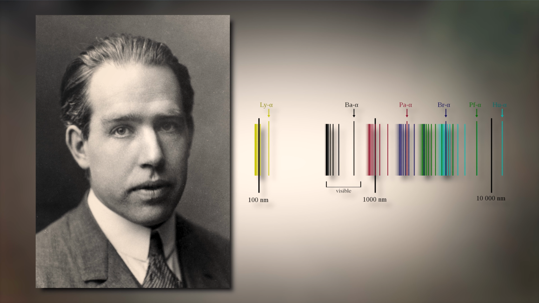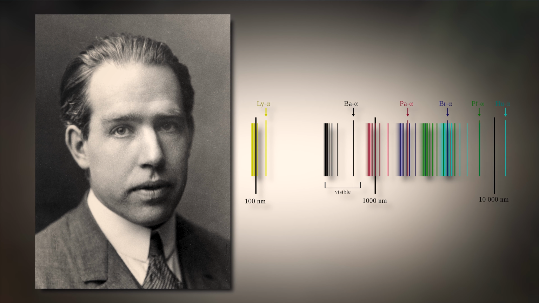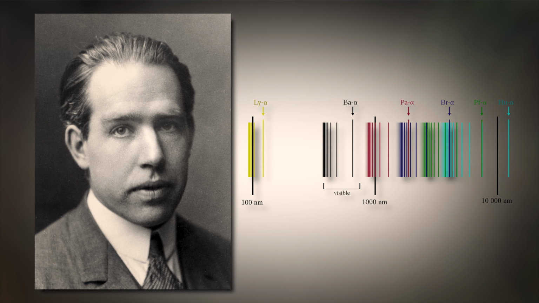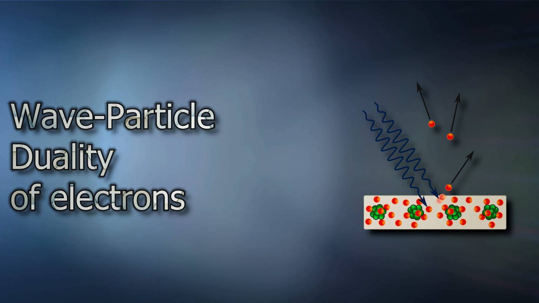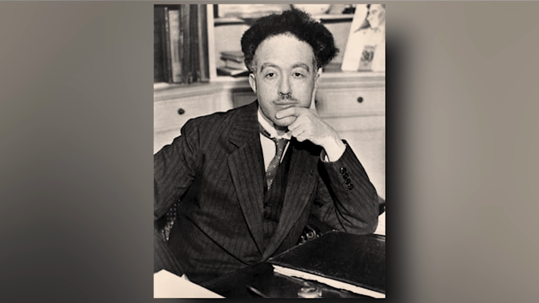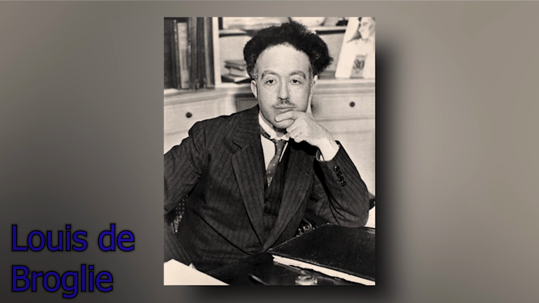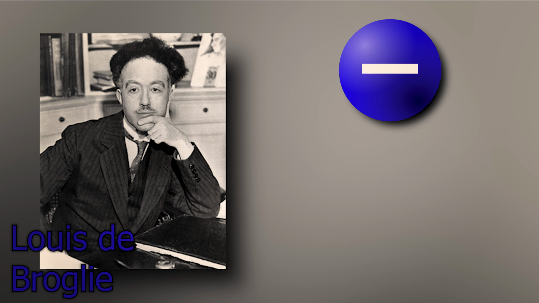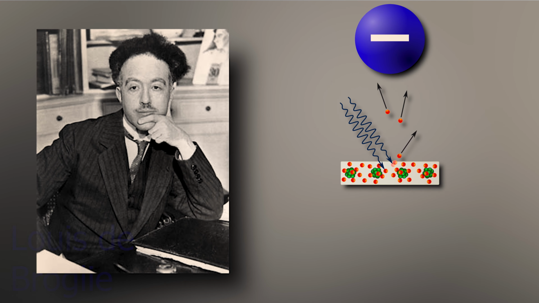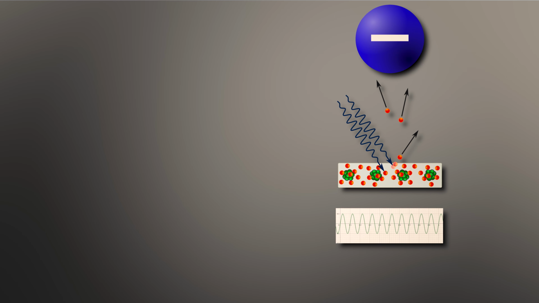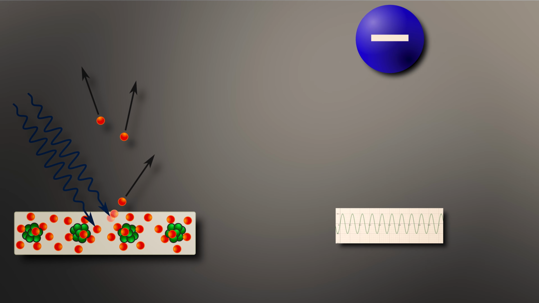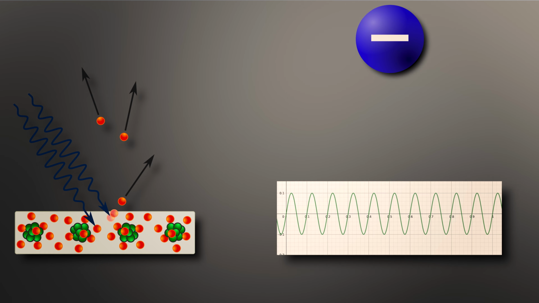Bohr's model successfully explained the spectral lines of the hydrogen atom, but faced limitations in explaining the intensities of these lines and more complex atoms. In 1924, French physicist Louis de Broglie proposed that all matter, including electrons, could exhibit both particle-like and wave-like properties. This idea suggested that electrons could exhibit both under specific conditions.